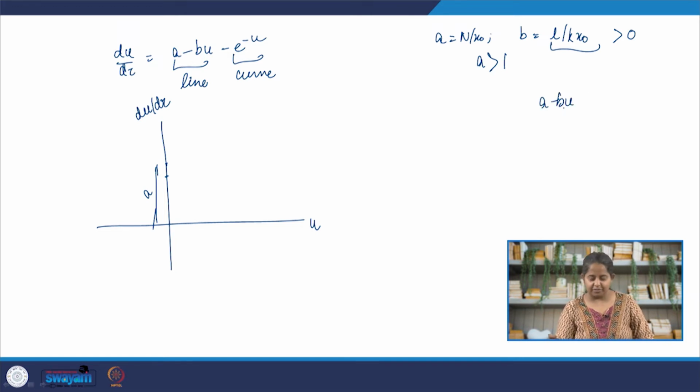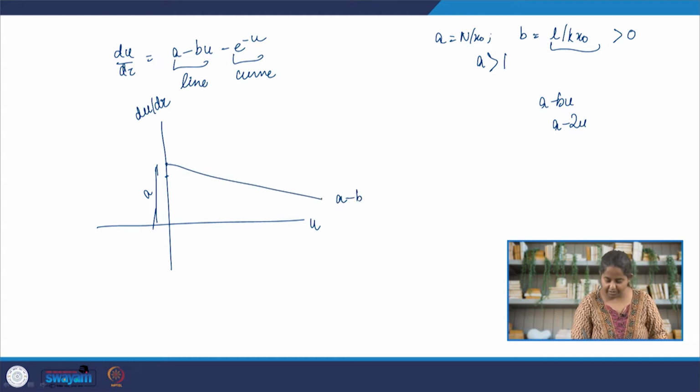And B will always be positive, so A minus Bu, what it means is that since B is always positive, let us say B is like 2, so we have A minus 2u. So, this line is always going to be a downward facing line, A minus Bu.